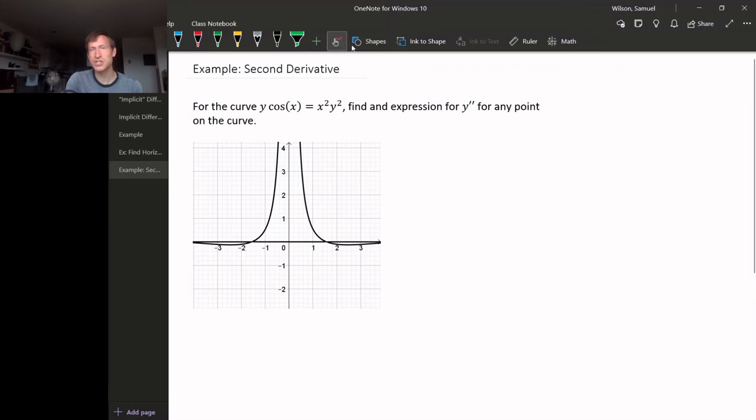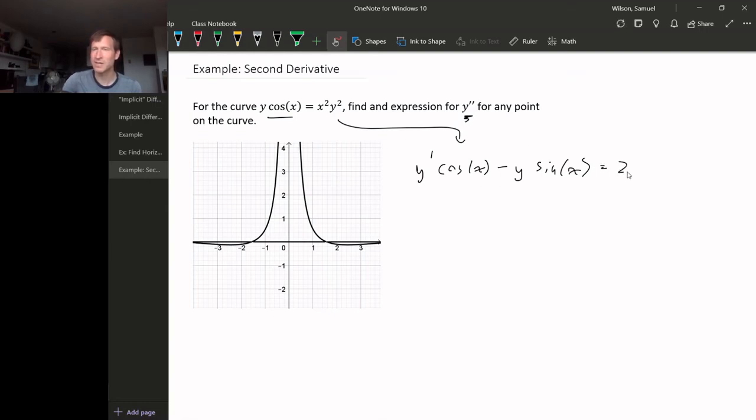an expression for its second derivative. Well, we can use implicit differentiation to find a first derivative, no problem. So take a derivative, we get y prime cosine x minus y sine x. That's using the product rule on the left-hand side. On the right-hand side, we get 2xy squared plus 2x squared y prime. That's using the product rule on the right-hand side.